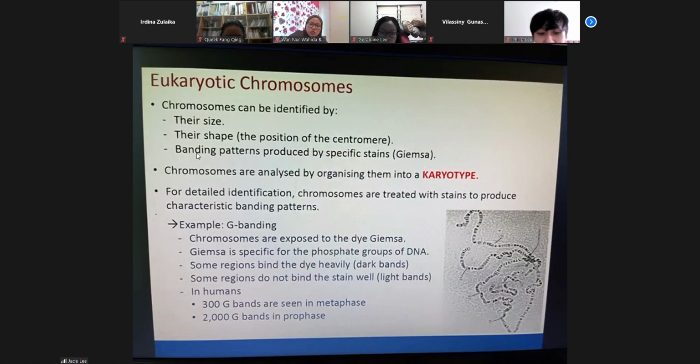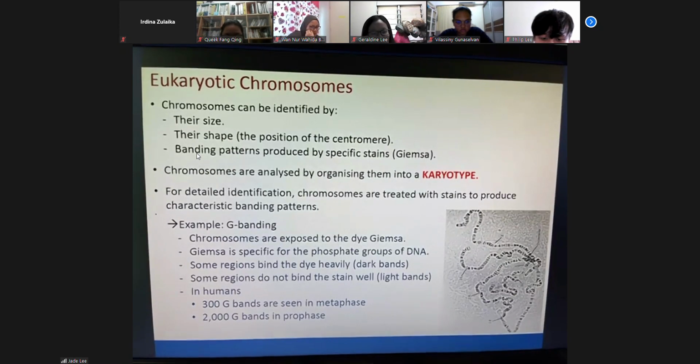Okay, so example, the G banding. Chromosomes are exposed to Giemsa. Giemsa is a type of dye lah. Okay, so it is very specific for the phosphate group of the DNA. So some regions bind the dye heavily because of the dark band. Dark band, that means they're very condensed. And then some regions do not bind the dye well, so they produce the light banding.